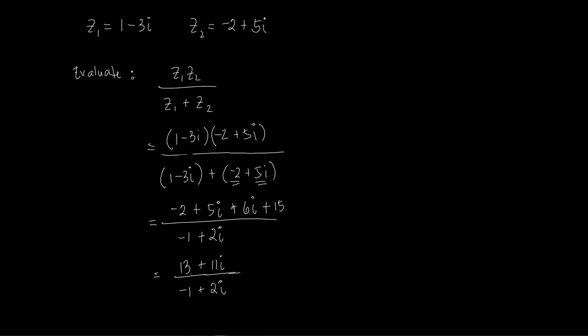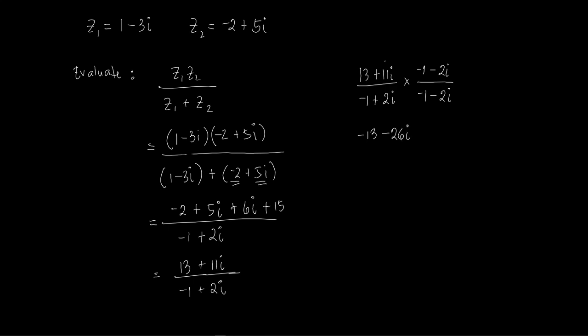Next, unsaon pag-perform sa division? Mag-multiply ta sa numerator ug sa denominator by the complex conjugate of our denominator. Minus 2i. So, ang complex conjugate, i-change lang nimo ang sign sa imaginary nga part. Okay, so karon, multiply na lang nato ni diretso. We have negative 13. Negative 26i.